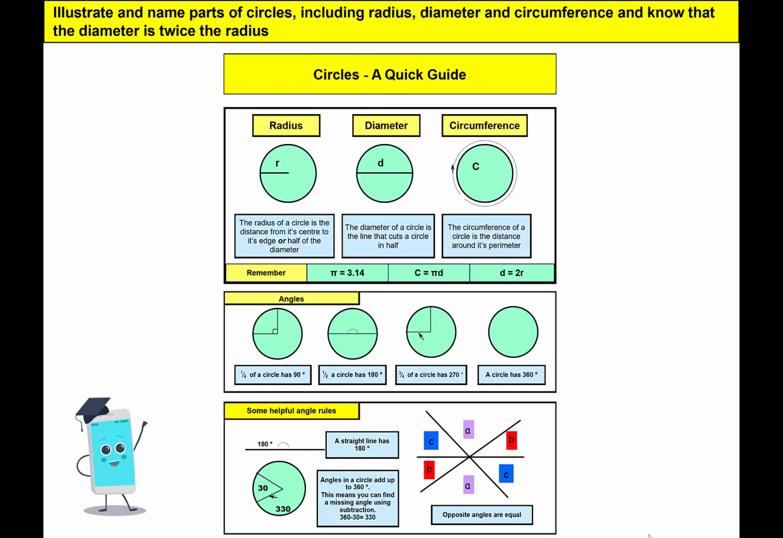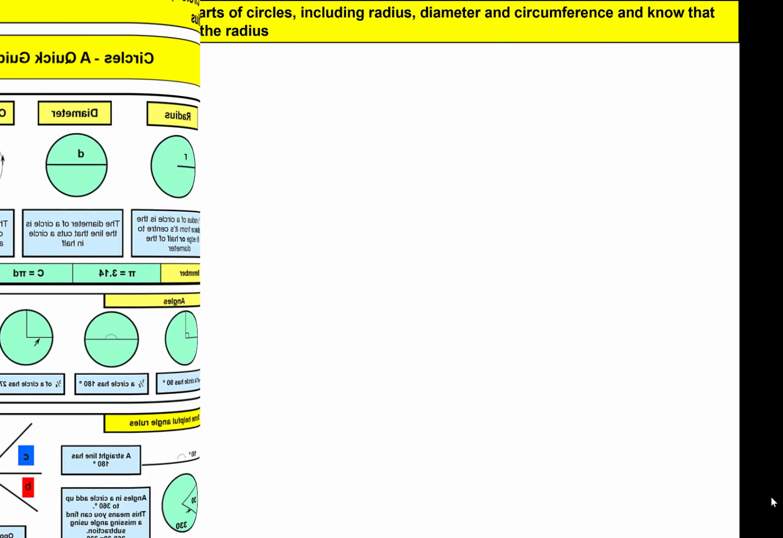So the first thing you could do is to print off the Circles a Quick Guide. This will be in the resources section on your app, and it is very useful and really important that you try and study it. This is not something that you'll just learn in year 6 and then not come across again. This will carry on all the way up to your GCSEs, so it's going to give you a really good foundation for understanding circles.